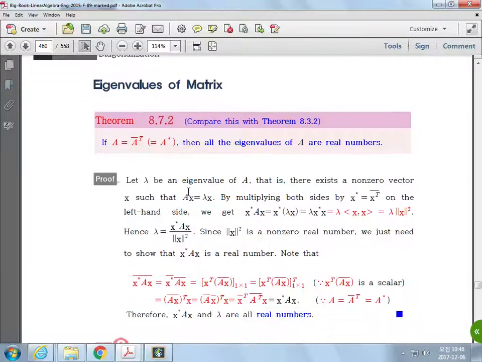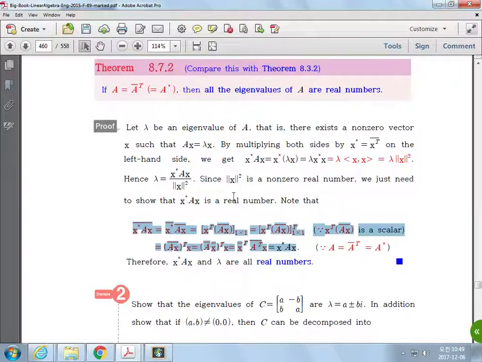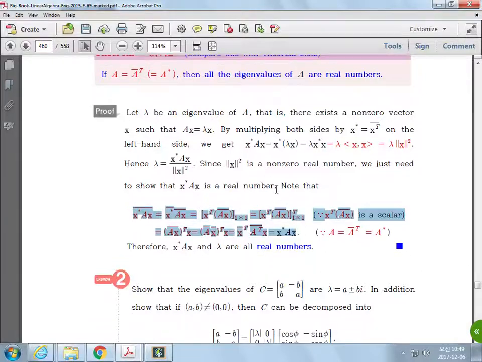Next. If A is equal to A conjugate transpose, then all eigenvalues of A are real numbers. The complex conjugate transpose is written as A star. We simply write A star instead of conjugate transpose. So if A is equal to A star, then all eigenvalues are real numbers. The proof is this simple. The proof that you have seen in chapter 7 was much more complicated for the real matrix. But for the complex matrix, this proof is much simpler, as you see here.